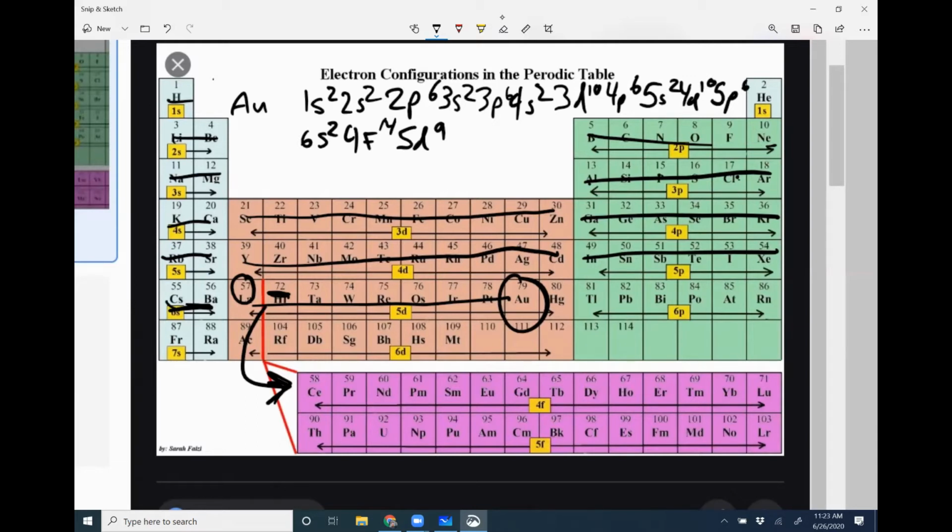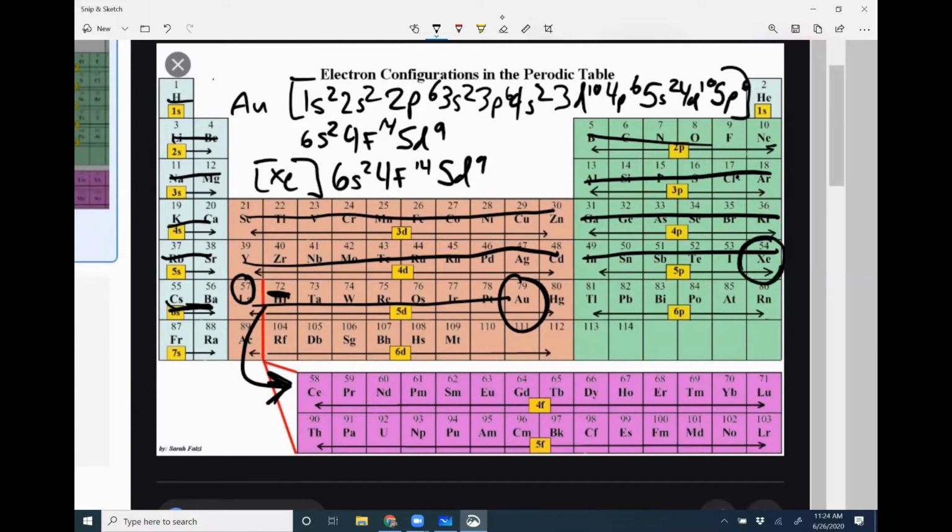Again, that was a big pain in the butt, and I wouldn't ask you to write the complete electron configuration of something way down there. So what we can do is take this part, which just so happens to be xenon, and we can also write this as xenon 6s2 4f14 5d9.